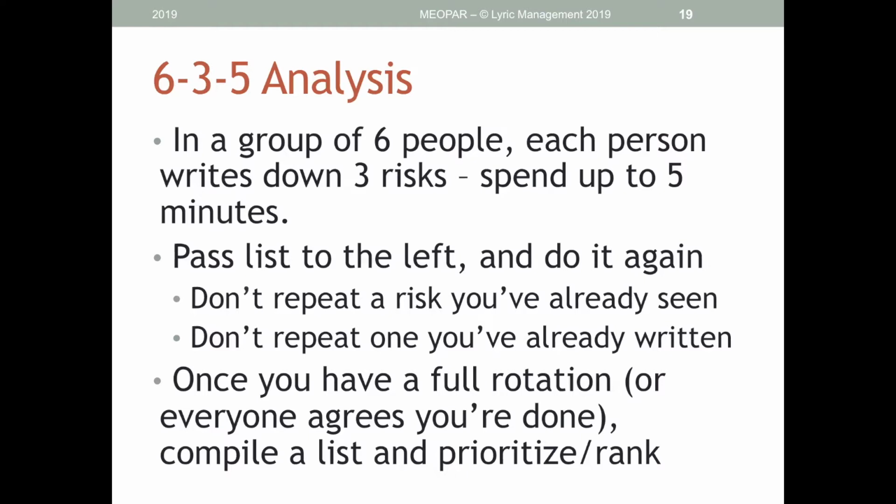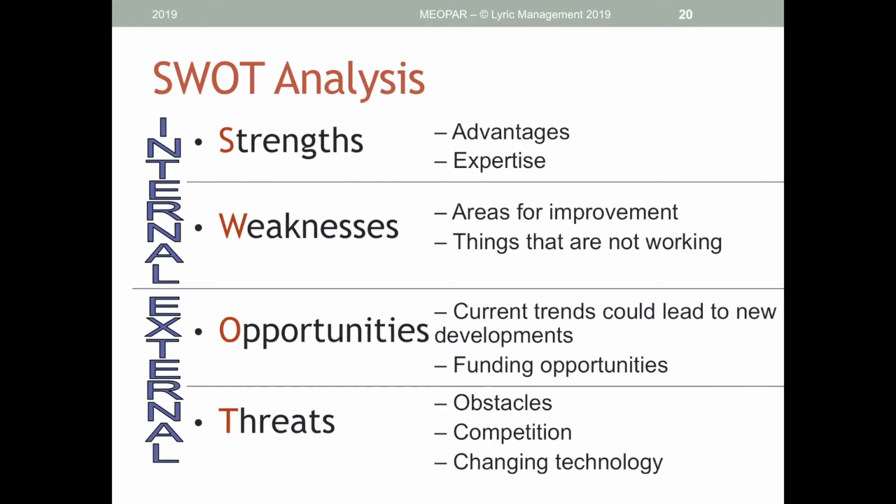And then it sounds very juvenile, but trust me, it works. You pass a piece of paper to the left and you do it again. And you don't write down the same thing that you've already written, and you don't write down one that you've already read. So if somebody's already identified that as a risk, you don't repeat it. You're trying to come up with a list of uniquely identified risks, opportunities, and threats for the project. Once you've exhausted the team from being able to do that, you have a complete list of all of the potential risks associated with the project, and you can then do an analysis of that list to prioritize them.